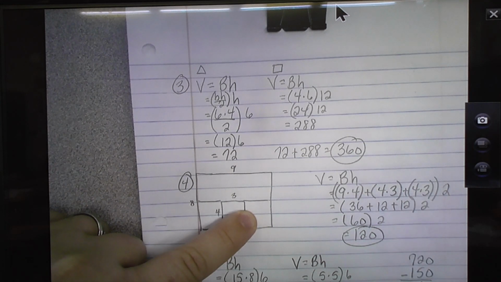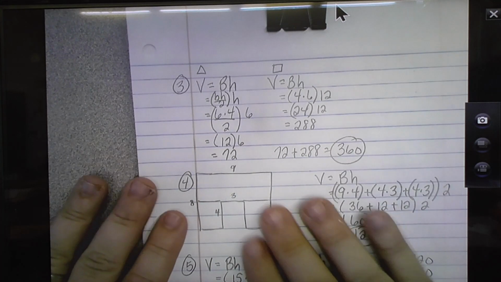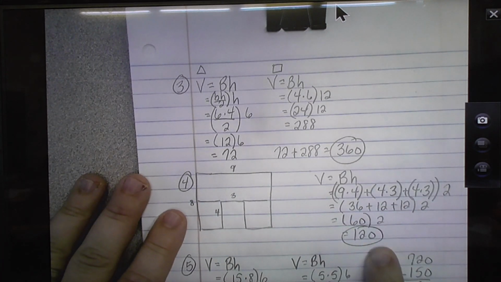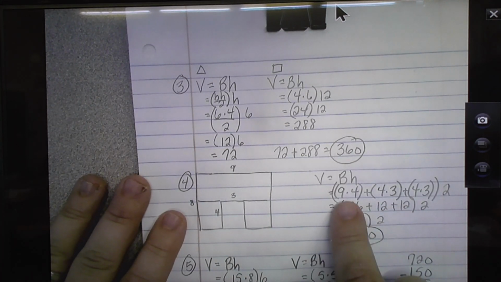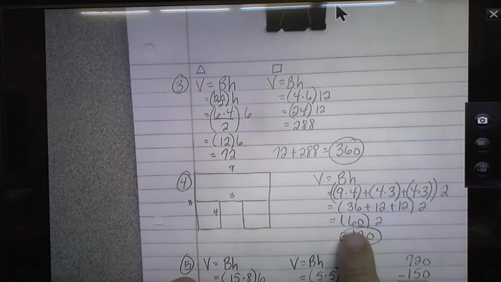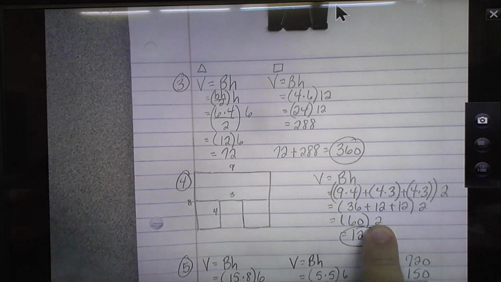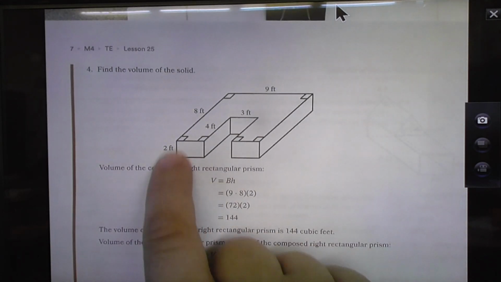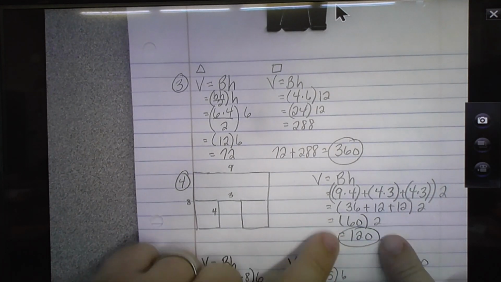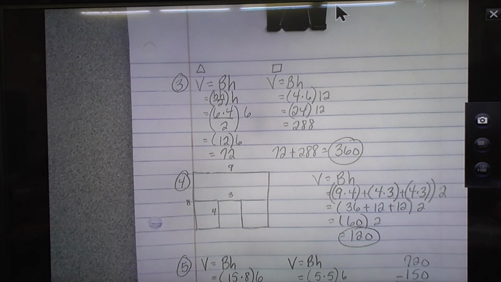Now again, your numbers might be different. If you drew lines going up right here, even that is going to make your numbers different than mine. But the answers should still be the same. So then I went ahead and found all the areas of those 3 rectangles, 36, 12, 12. Add them all together to get the area of my base, which is 60. Multiplied it times 2, which was my height. You can see right here, the height of this prism is 2. And then I multiplied those 2 to get my total volume, which was 120. And it would be feet cubed.